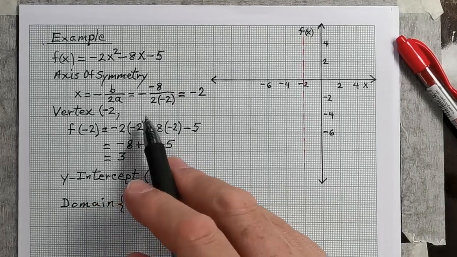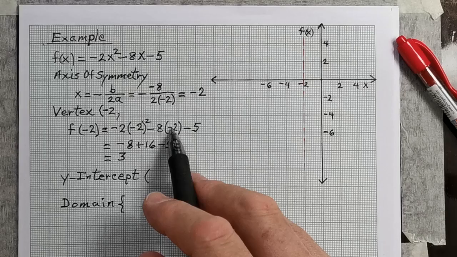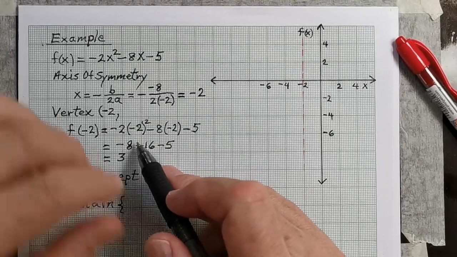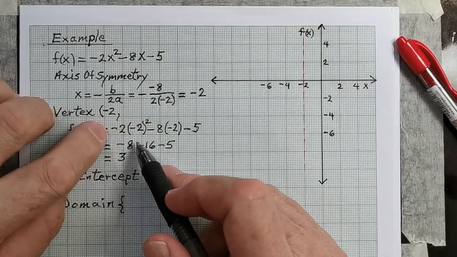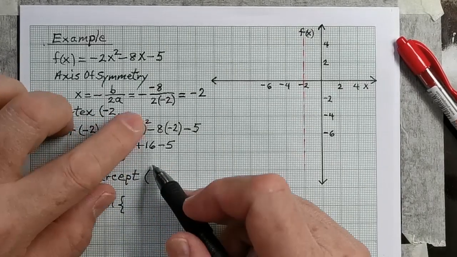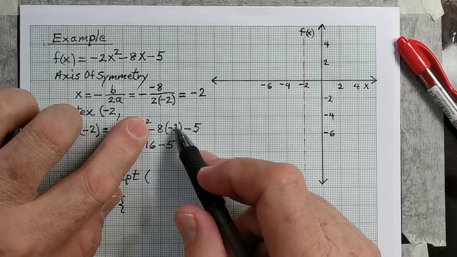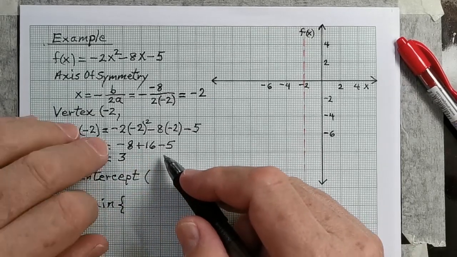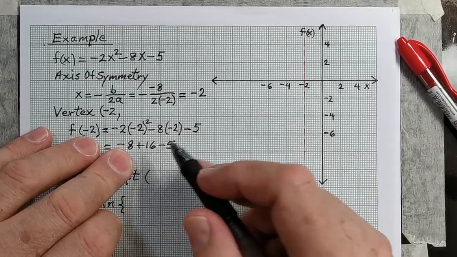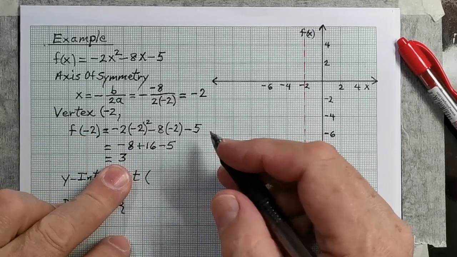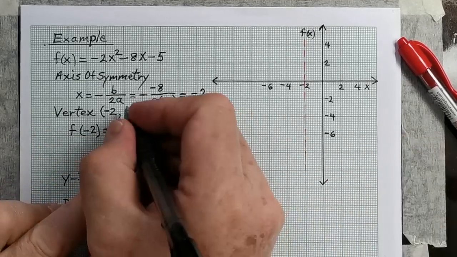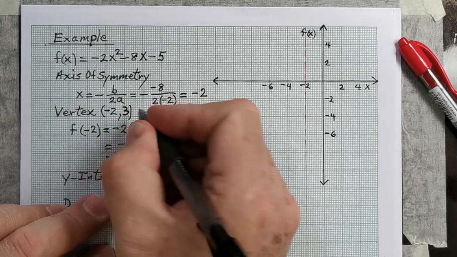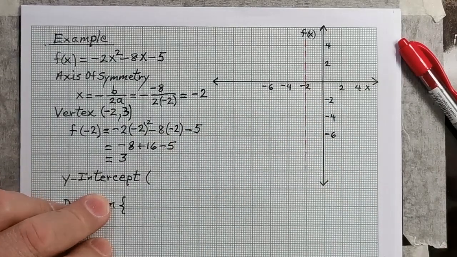Negative 2 times negative 2 squared minus 8 times negative 2 minus 5. Well, negative 2 squared is positive 4. Positive 4 times 2 is 8, but then there's the minus sign in front, so it's minus 8. And then subtract 8 times negative 2, you're subtracting negative 16, which means you're adding 16, then minus 5. So negative 8 plus 16 is positive 8, subtract 5 is positive 3. So we know now that our vertex has a y-coordinate of positive 3. So there's my vertex, negative 2, 3.